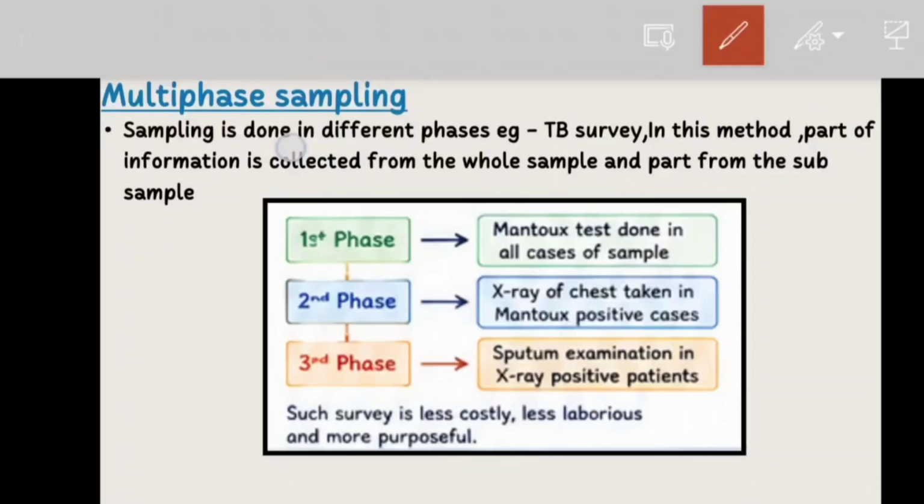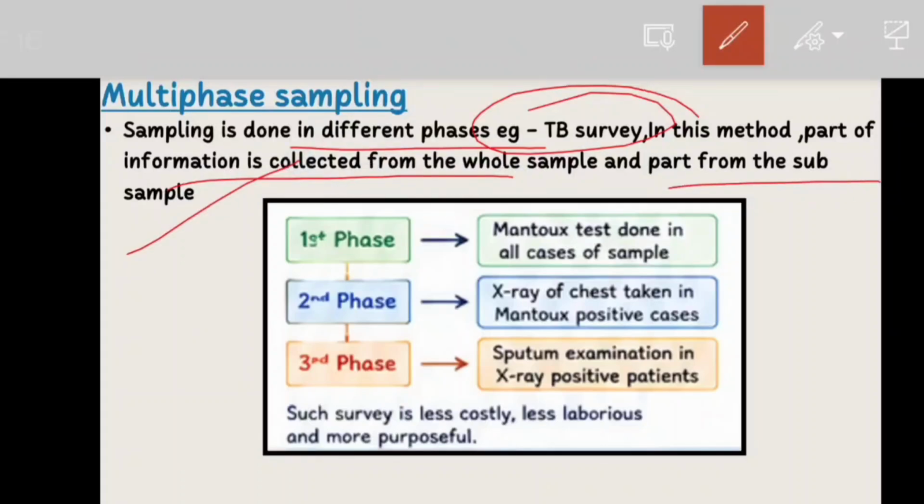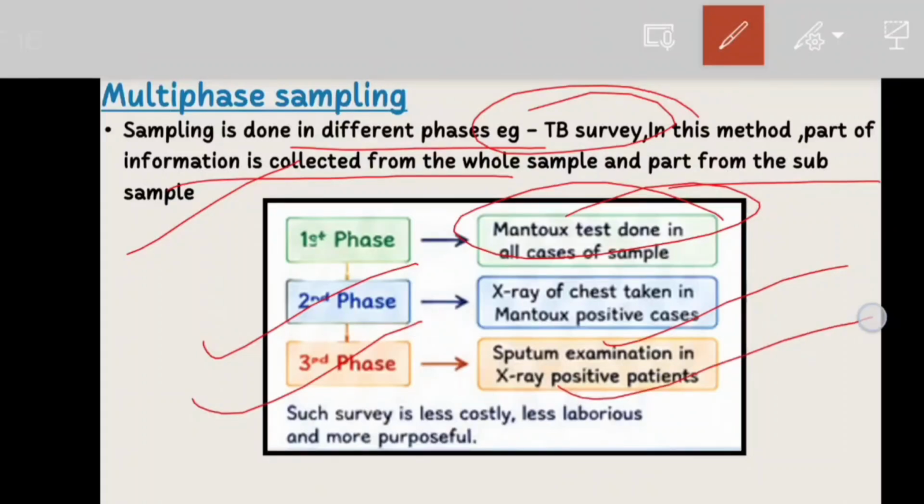Okay, so now the next one is multiphase sampling. So sampling is done in different phases, for example, a TB survey. In this method, part of the information is collected from the whole sample and part from a subsample. For example, in phase 1, the Mantoux test is done in all the cases of the sample, and in phase 2, the chest x-ray is taken only in the Mantoux positive cases. In phase 3, sputum examination is done only in the x-ray positive patients. So here we see how the number of people becomes smaller at every stage. For example, the Mantoux test will be done in 20 patients.